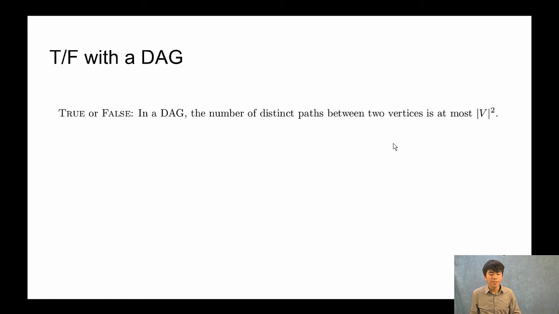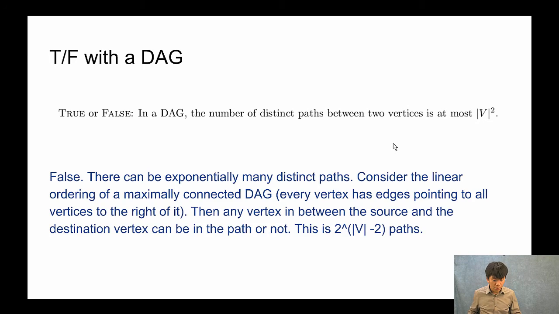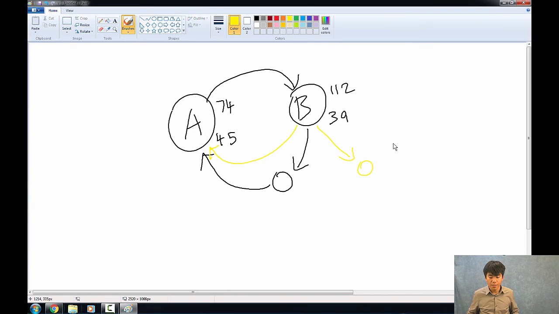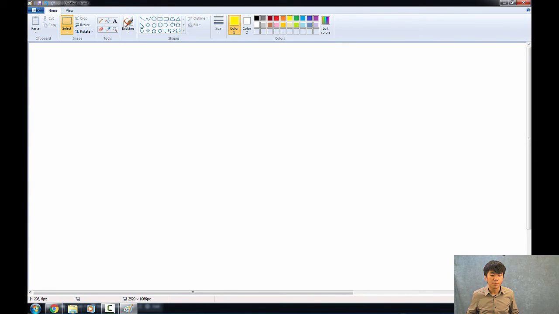Okay, true or false? In a DAG, the number of distinct paths between two vertices is at most V squared. This one is going to be false. And let's just go ahead and go into Paint instead of reading that blob of text that's supposed to summarize what I'm about to do.